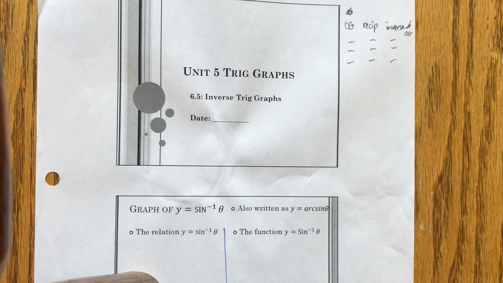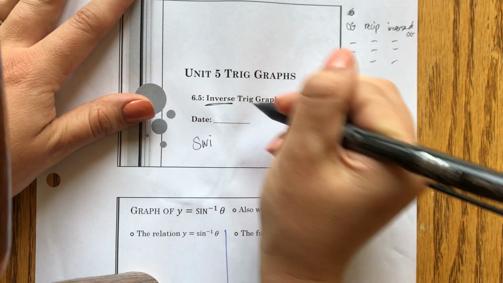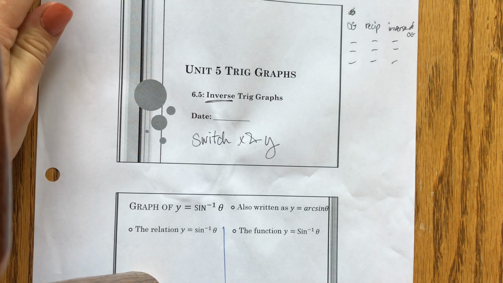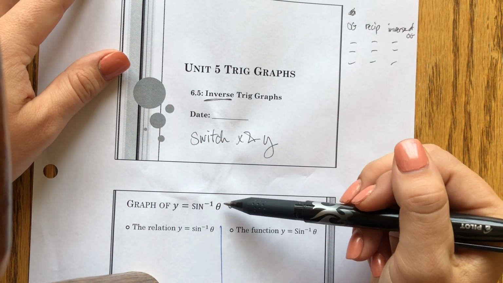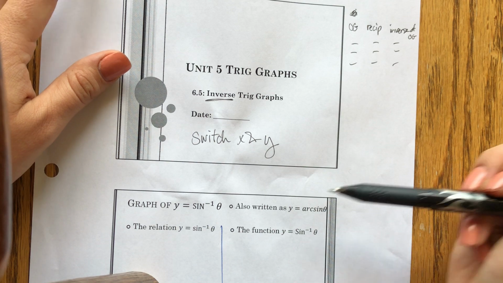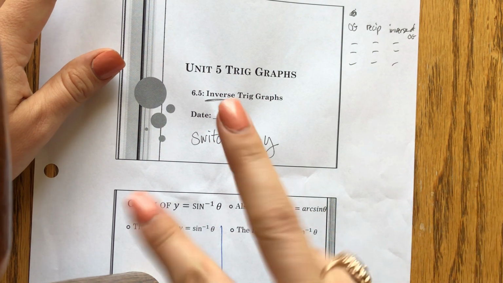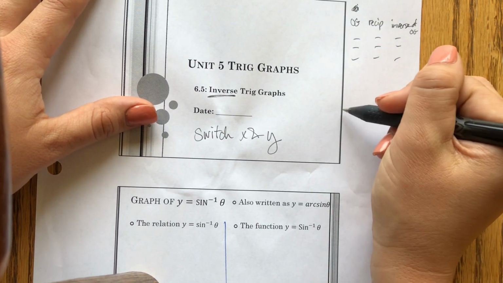How do I find any inverse? Well, you switch X and Y. Now to graph my original, to graph inverse sine, or arc sine, those are synonyms, I'm going to graph sine and switch the X and Y of each point. So let me graph sine pretty carefully here.